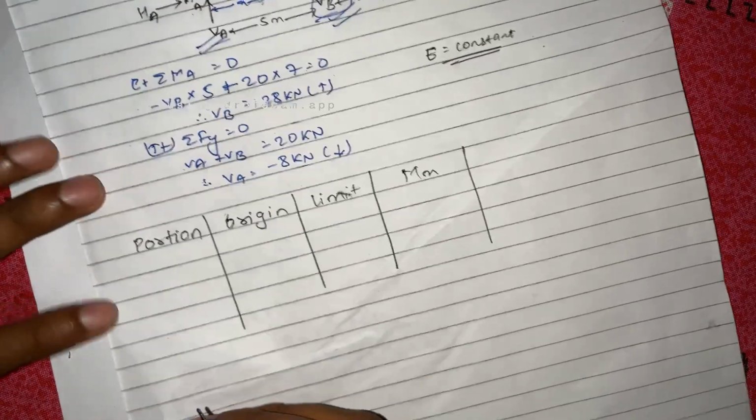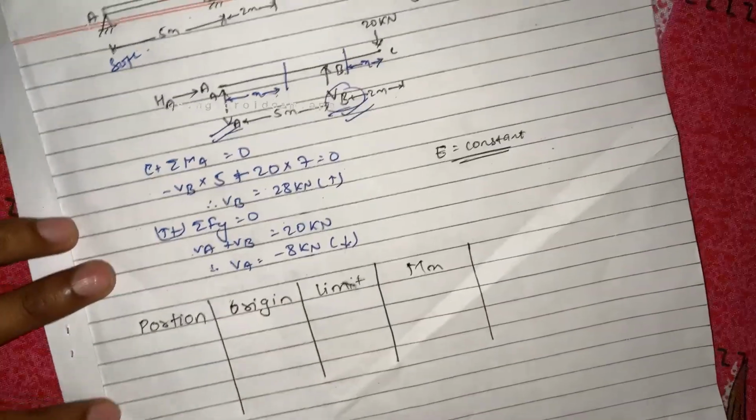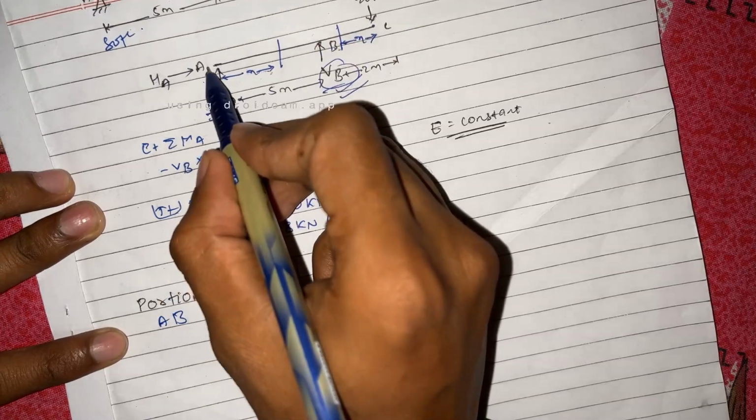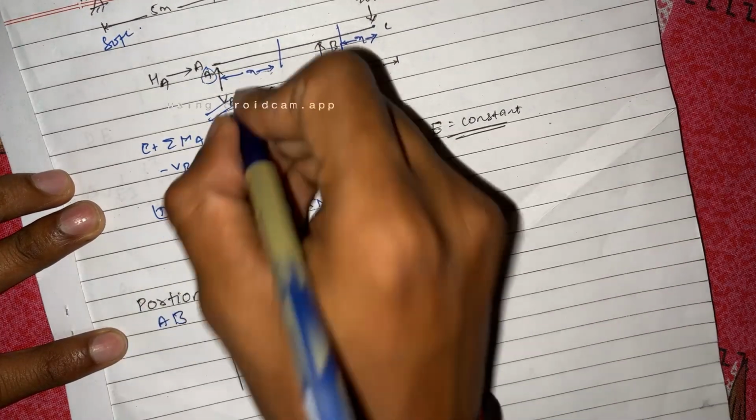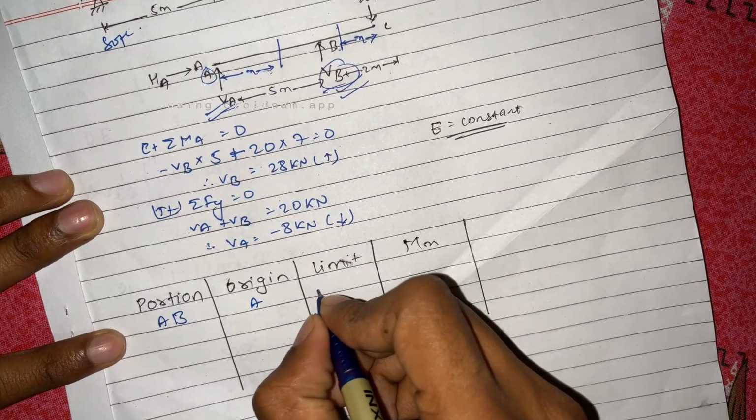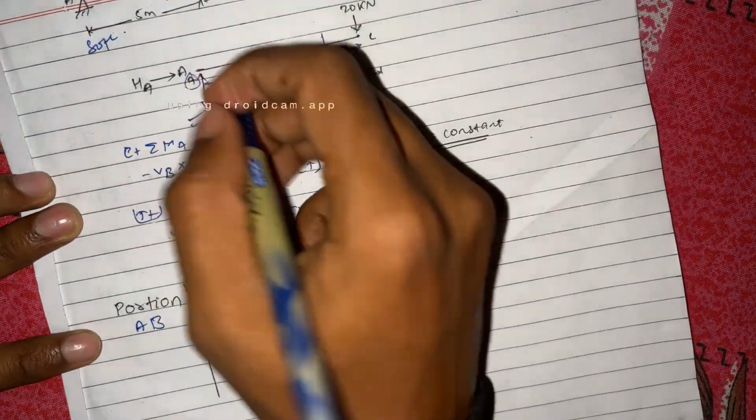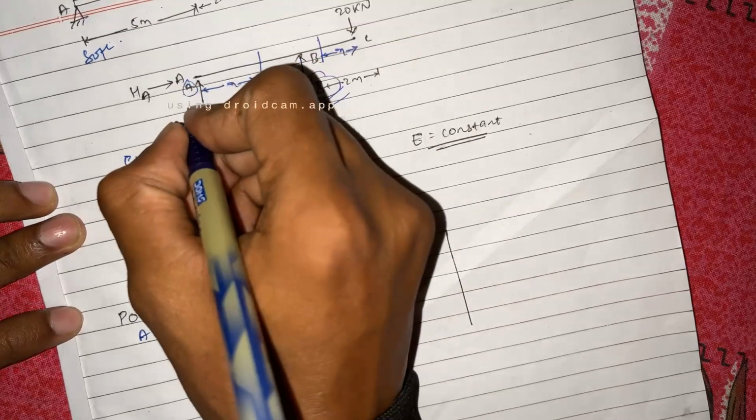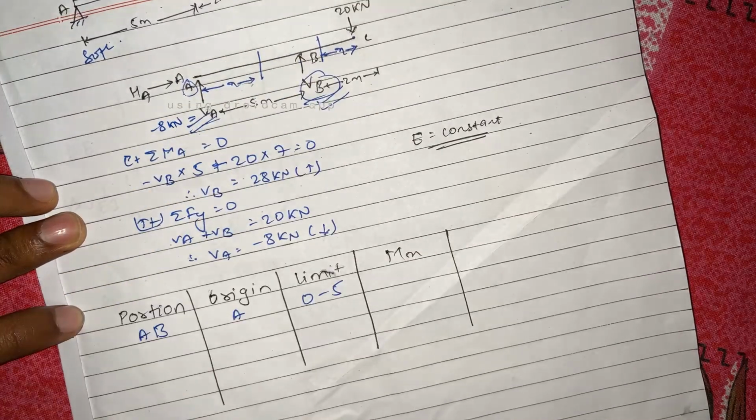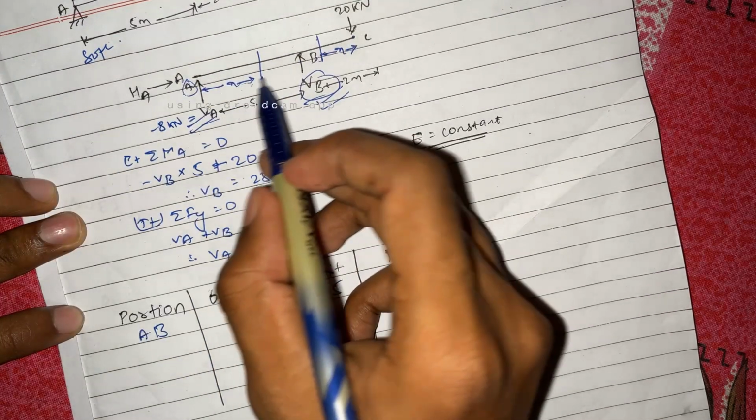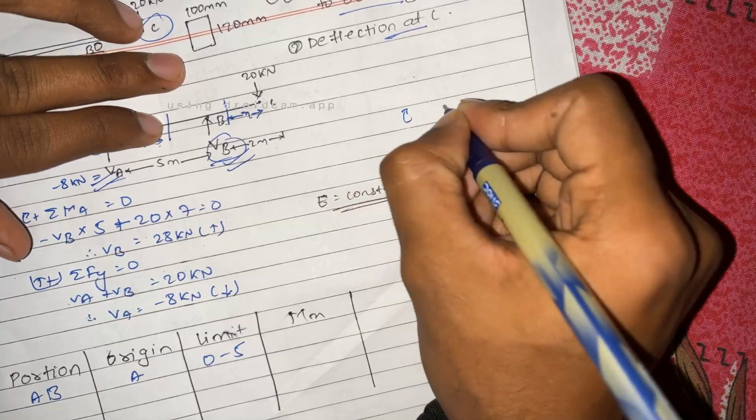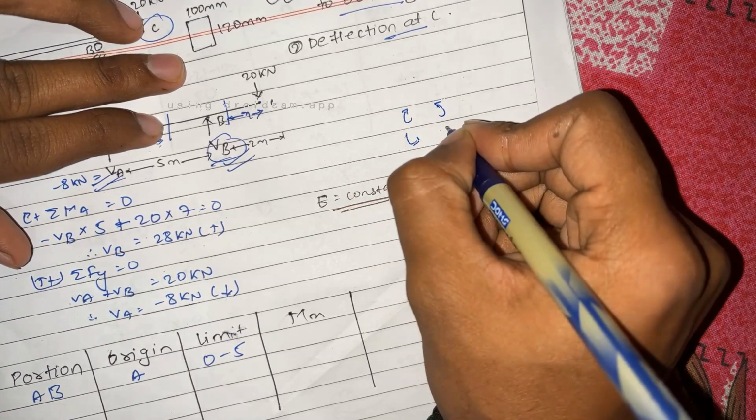So we'll take portion AB at first. We go for AB, and we'll take the origin as A, at x distance. We have the limit of 0 to 5, and at x distance, if we keep the value of VA, it's minus 8 kilonewton. And if we take the moment about x, for the moment we need to understand this and this and this.